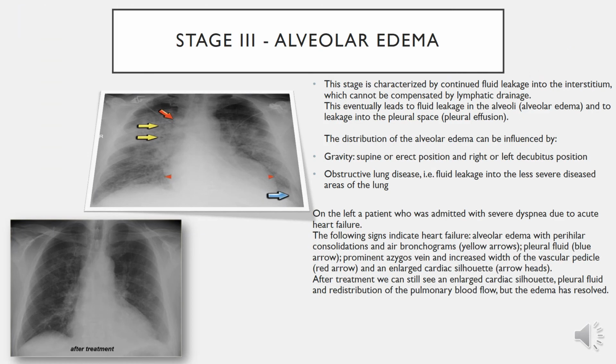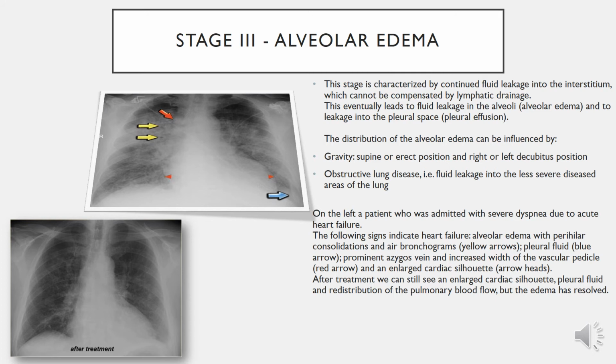Stage 3. Alveolar edema. This stage is characterized by continued fluid leakage into the interstitium, which cannot be compensated by lymphatic drainage. This eventually leads to fluid leakage in the alveoli, alveolar edema, and to leakage into the pleural space, pleural effusion. The distribution of alveolar edema can be influenced by: 1. Gravity, supine or erect position, and right or left decubitus position. 2. Obstructive lung disease, for example, fluid leakage into the less severely diseased areas of the lung.